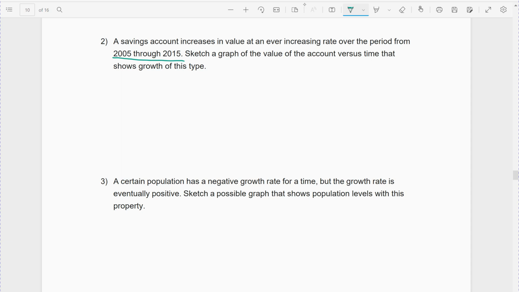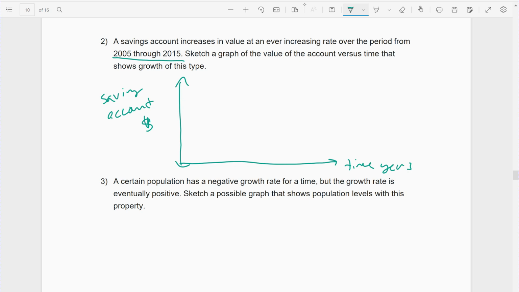And again, a simple graph would just mean, all right, this would represent the savings account in dollars, and this would represent the time in years. So again, we should have some money in there. And it looks like it's increasing at an increasing rate, so it should be getting faster and faster. And so increasing at an increasing rate should have a slight upwards curve to it. So it should be moving upwards like that.